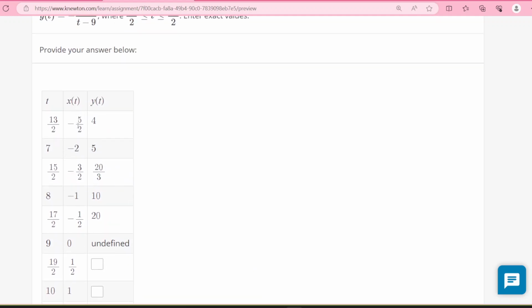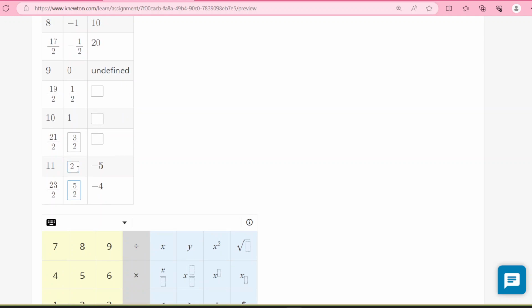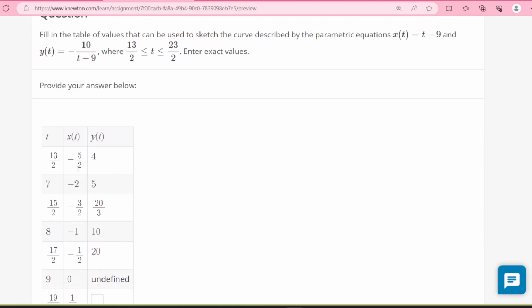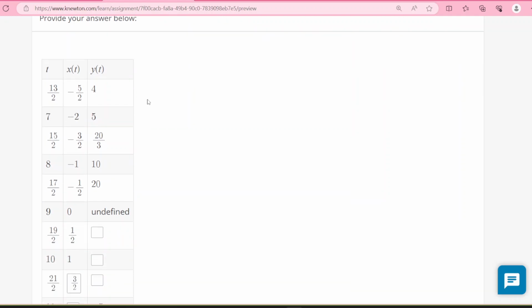So notice all these x things here, just going up by a half every time. Now the y value is just negative 10 divided by the x. You see the x is t minus 9, and y is negative 10 over t minus 9. So whatever the x coordinate is, I'm just doing negative 10 divided by that. So take the reciprocal of the x coordinate times negative 10.